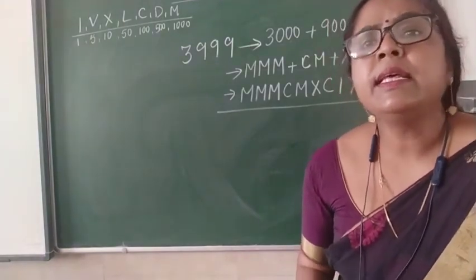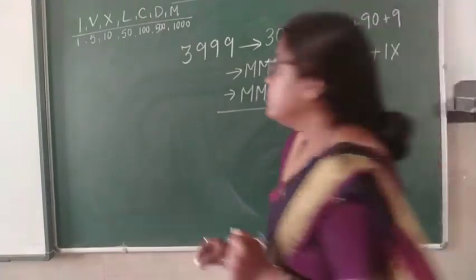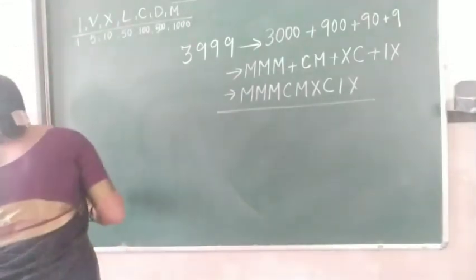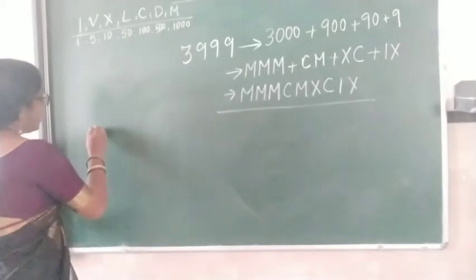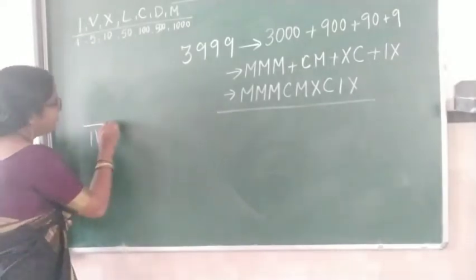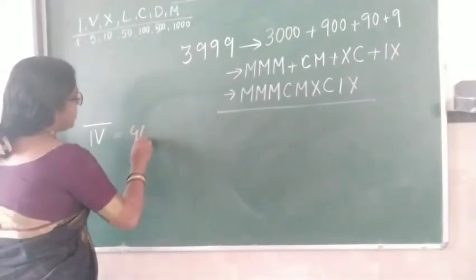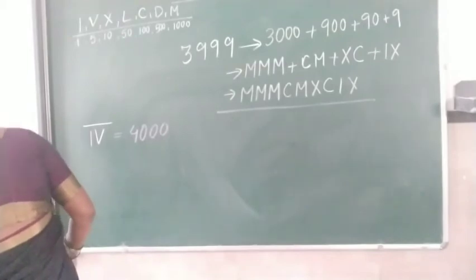Now the question arises: if I have to write a number more than this, then what will we do? For that, we have to put the bar above or below the Roman numerals. So if I put the bar above I and V, it is 4000. Okay, this is 4000.